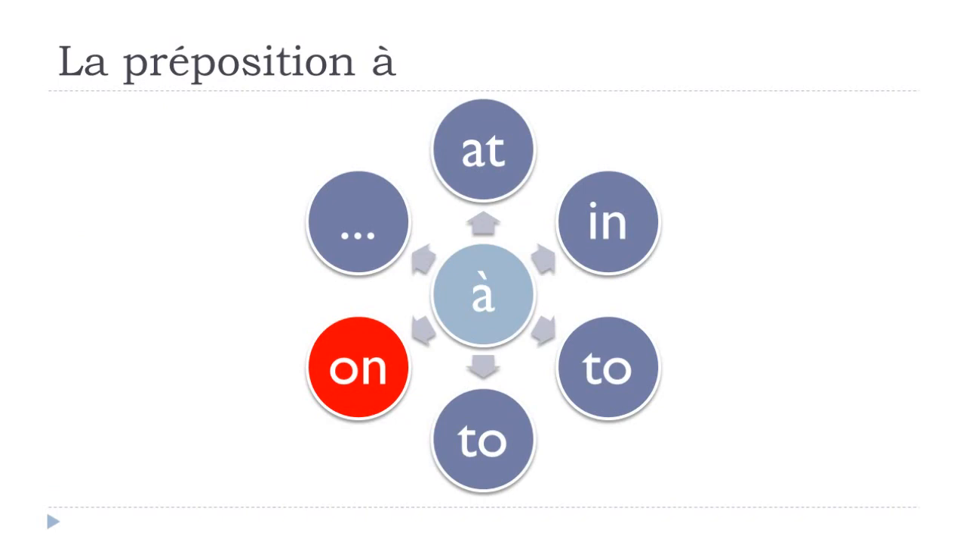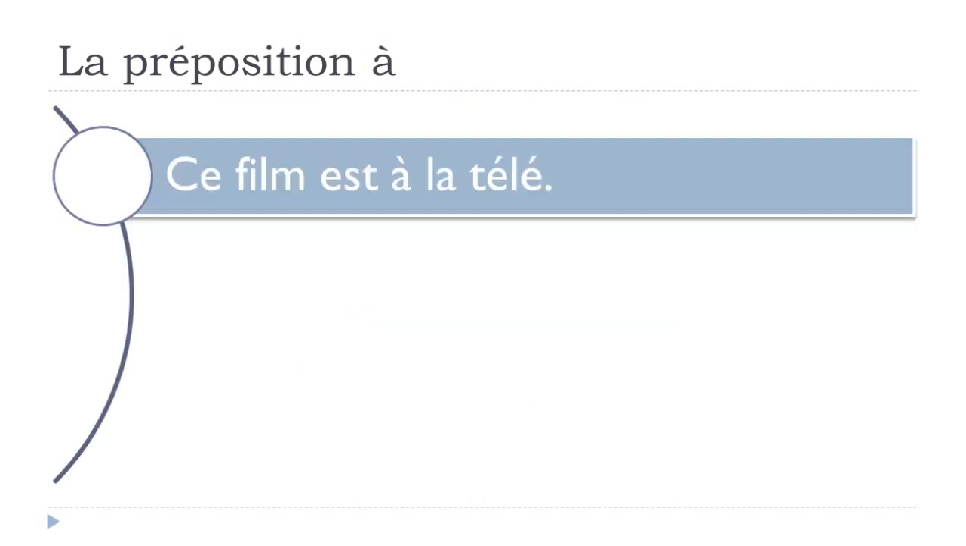Another possibility would be the concept of "on". Let's see a few examples here. Ce film, this movie, est à la télé. Okay, on TV, à la télé. We've got this à here and then la télé. So télé, of course, is for télévision. But in most cases, we don't use the full word télévision in French. We just use this word télé. Ce film est à la télé.